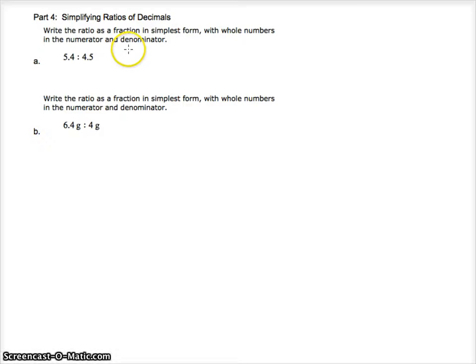So here we just do 5.4 over 4.5. Now to write it as a fraction in simplest form, we first have to move the decimal until all numbers are whole. So we have to make them all whole. So we move the decimal the number of spaces that makes every single number whole. So on top and on bottom it's just one. So here we only go one space. One space. So we have 54 over 45.